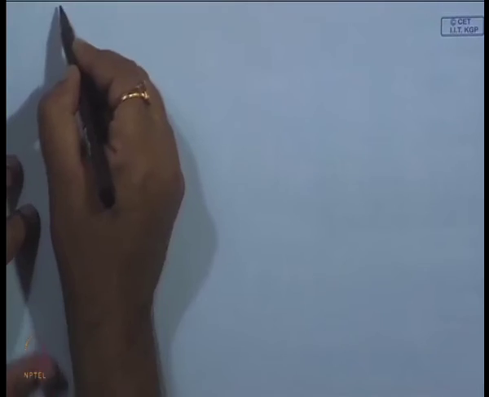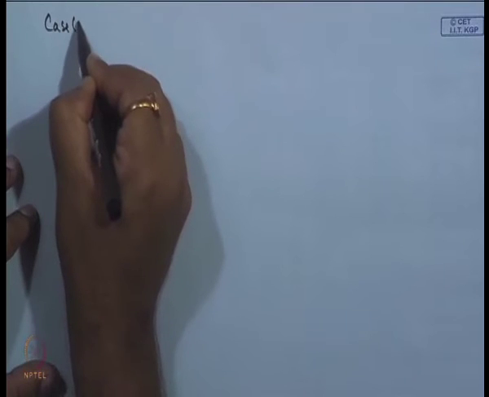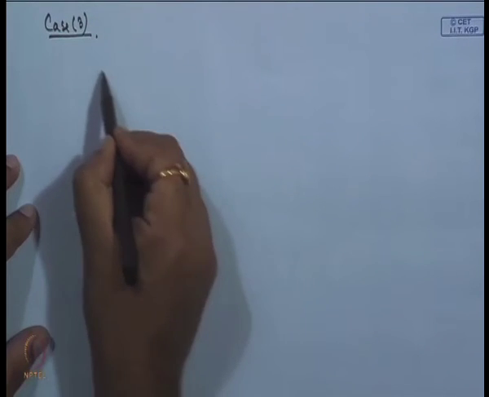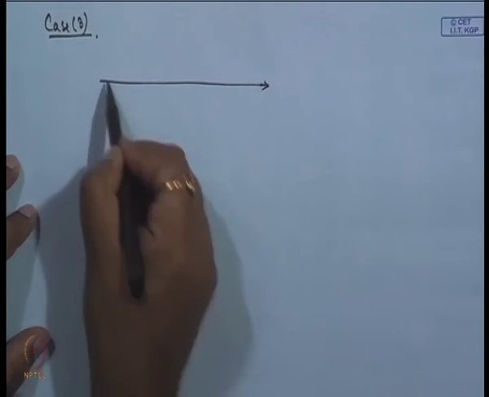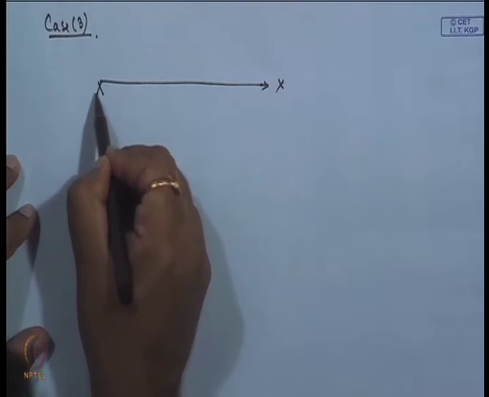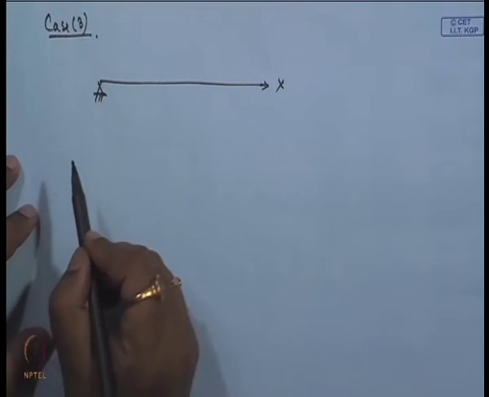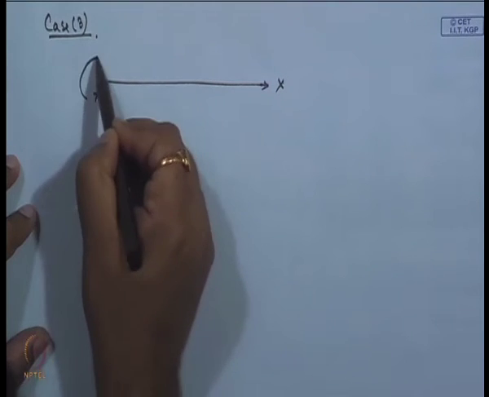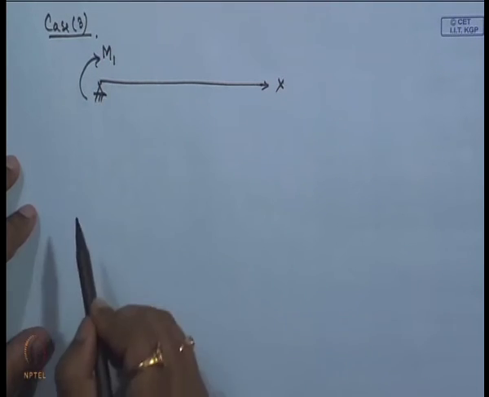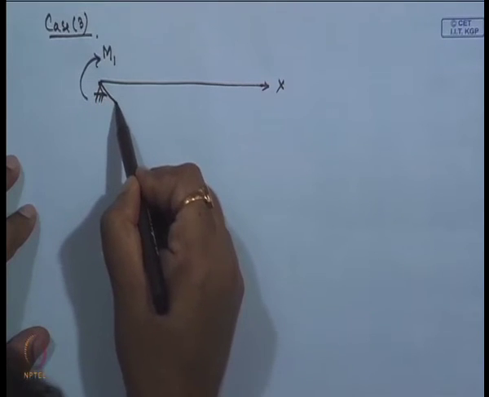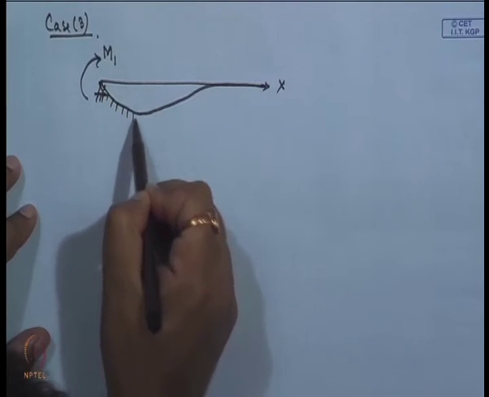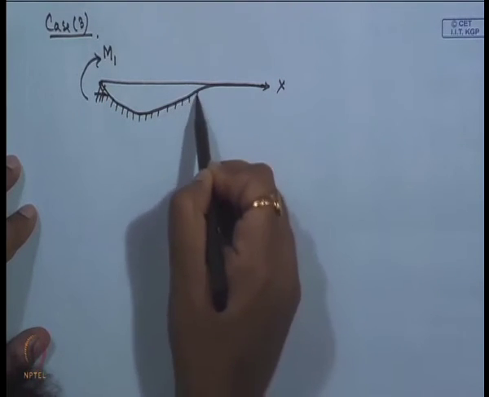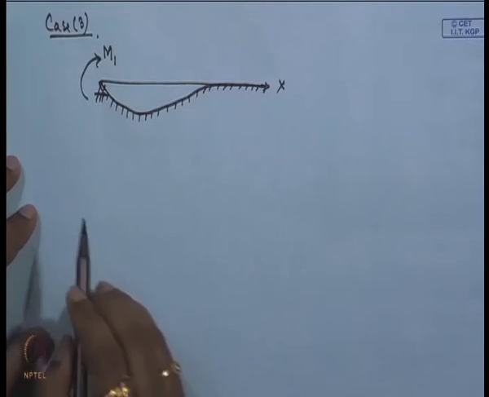Now, if we consider the next case, case 3, this is a hinged semi infinite beam. This is hinged and subjected to a moment at this hinged end. So, there will be a deformation shape of this form.